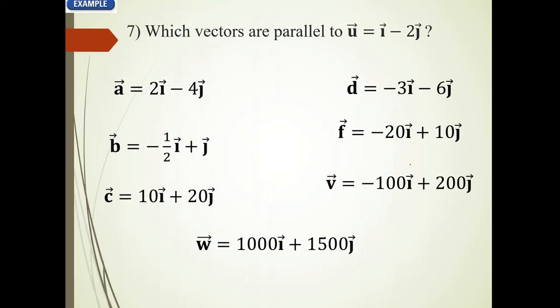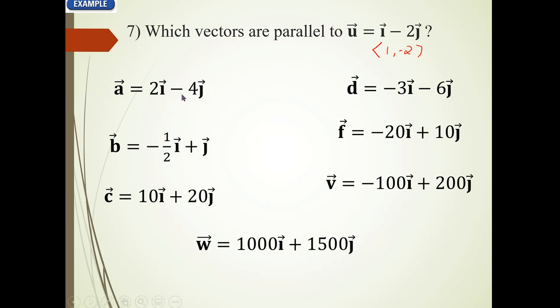All right, this one is asking which one of these vectors is parallel to this given vector. Now, this vector is written in unit vector form. If you prefer component form, that would be pointy bracket 1 comma negative 2 pointy bracket. And so you want to figure out which one of these vectors would be a scalar multiple.